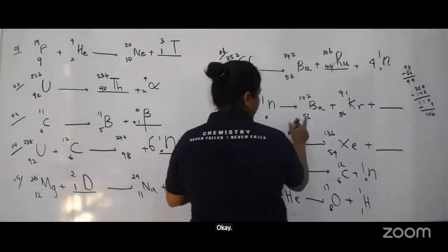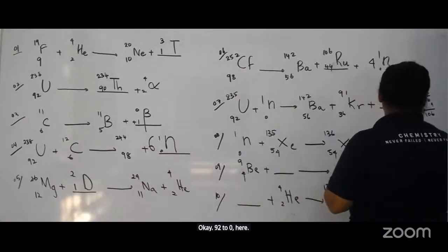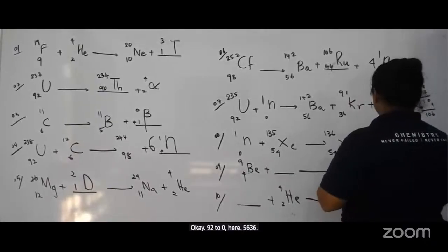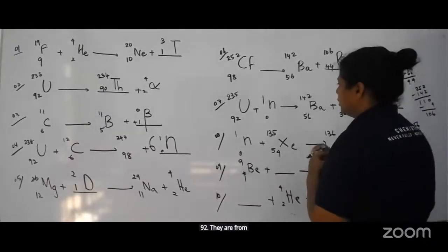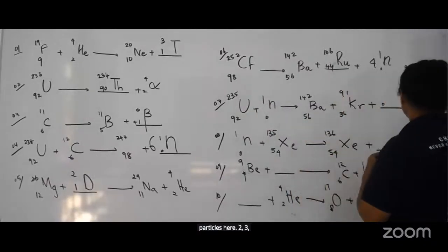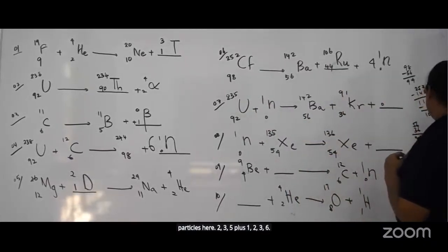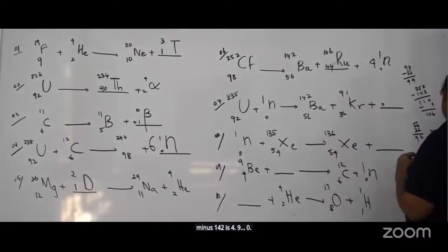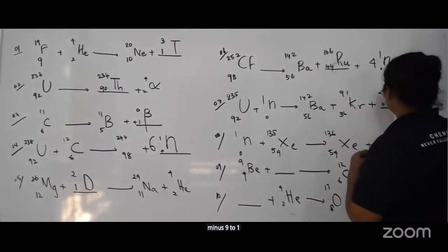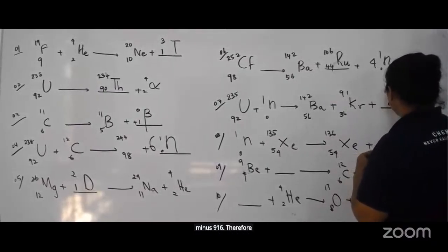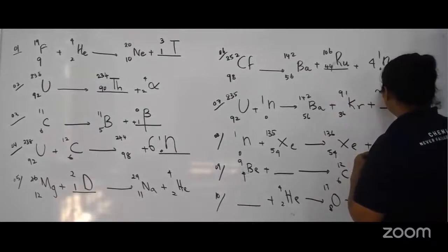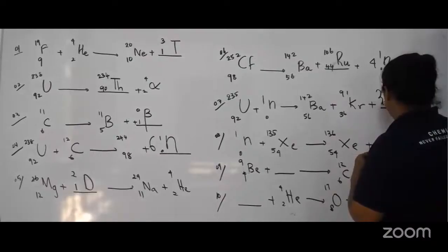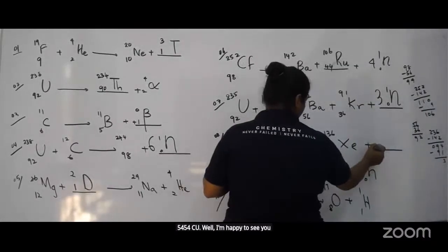92 plus 0 here. 56, 36. 92. Therefore, the missing particle 0. 235 plus 1, 236. Minus 142 is 94, 90. Minus 91 is 3. Therefore, 0, 1, 3 of neutrons. 54, 54, 0. 130, 0. 0, 0, gamma.